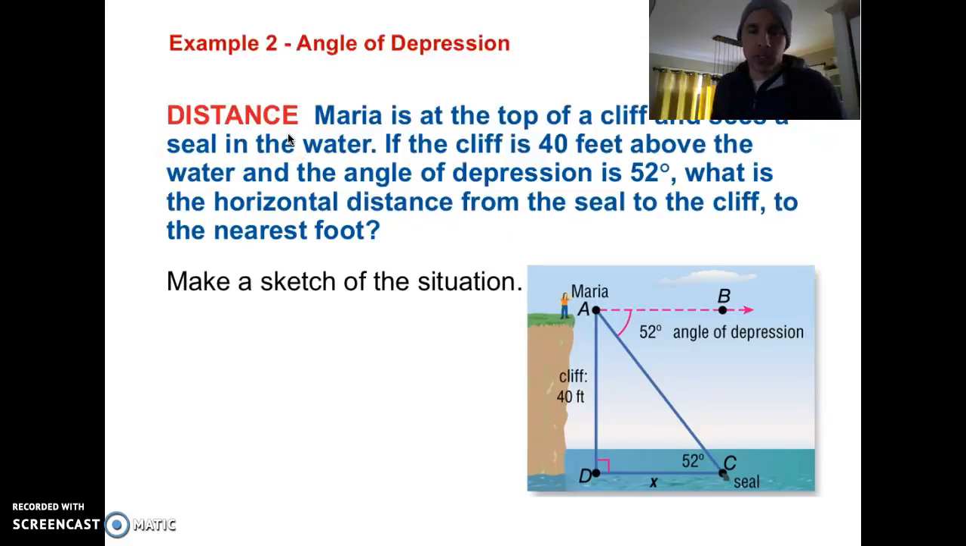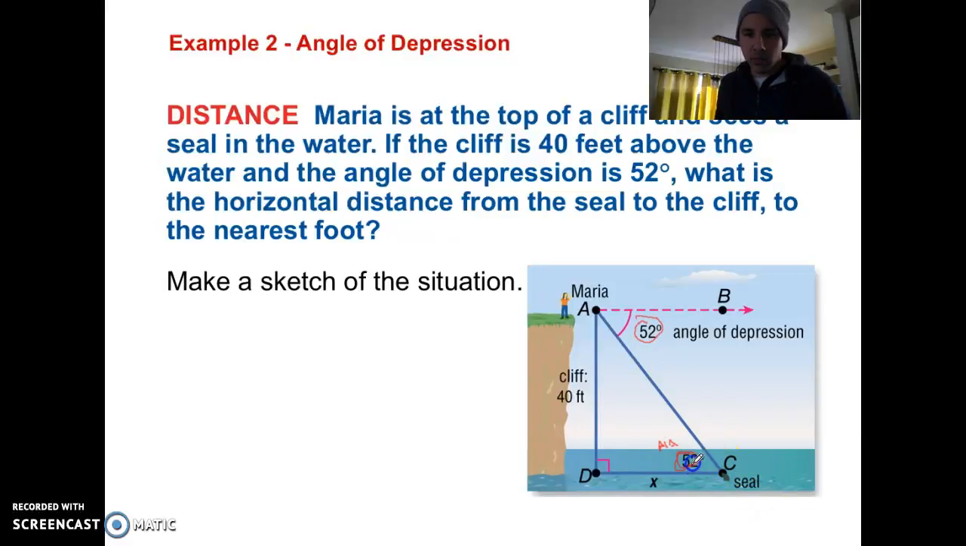Hi, welcome back. Mr. Cornelius, this is example 2. Now here's the sketch of the situation. You got Maria on top of a cliff. It's 40 feet. You got the seal down here, and her angle of depression is 52. This 52 and this 52, again, we got some parallel lines here. This will be 52 only because of something called the alternate interior angles. We learned that first semester.